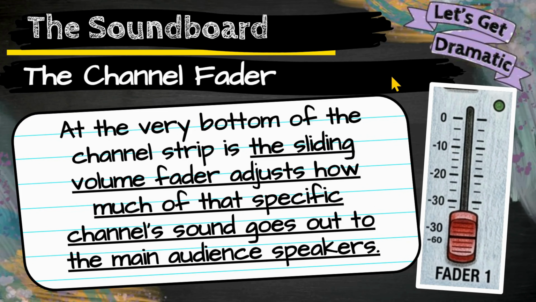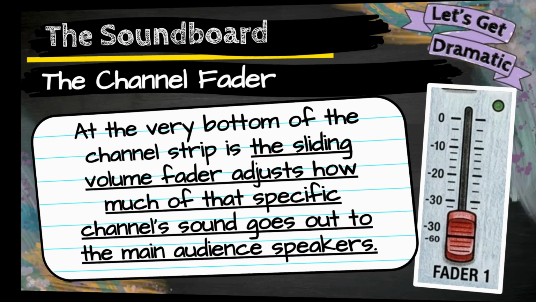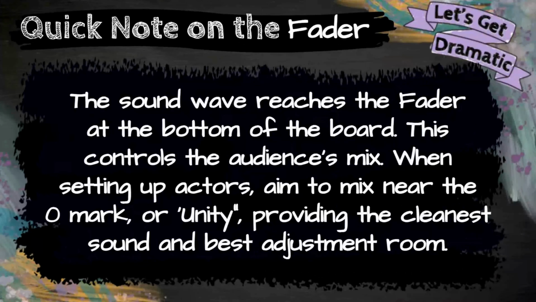Channel fader. At the very bottom of the channel strip is the sliding volume fader. It adjusts how much of the specific channel sound goes out to the main audience's speaker. So this controls only that one microphone or input. The sound waves reach the fader at the bottom of the board. This controls the audience's mix.